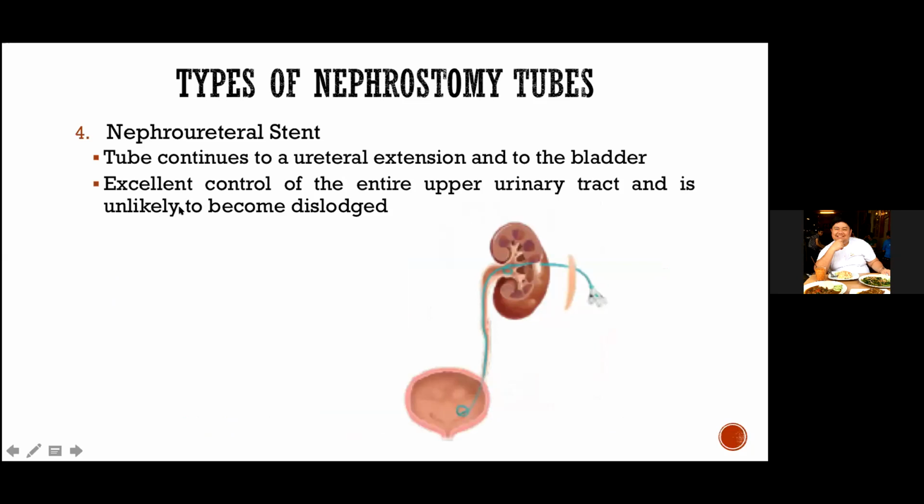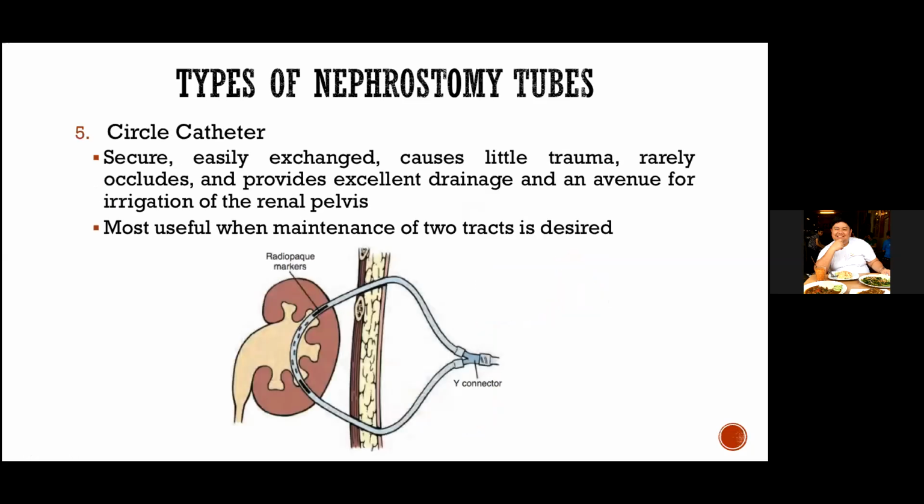Fourth, we have the nephroureteral stent. So this tube continues to a ureteral extension and to the bladder. So it has excellent control of the entire upper urinary tract and is unlikely to become dislodged.